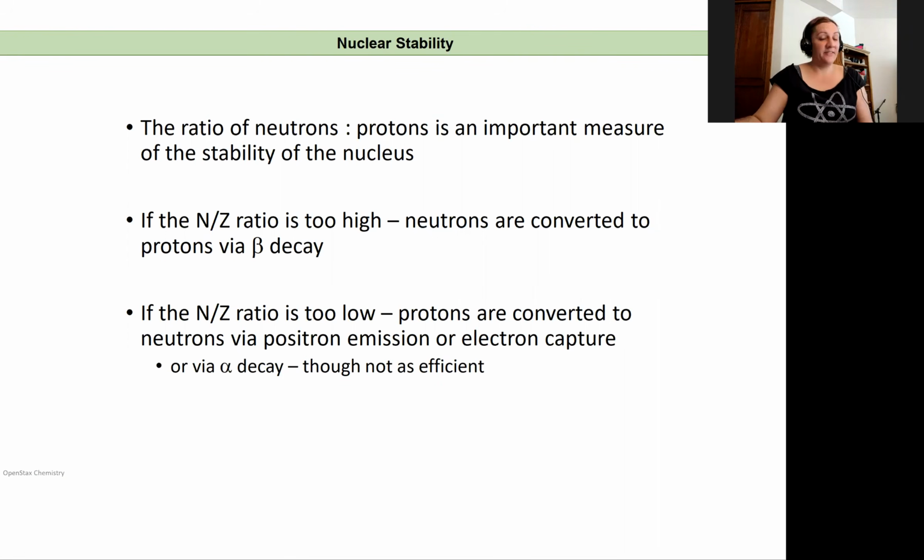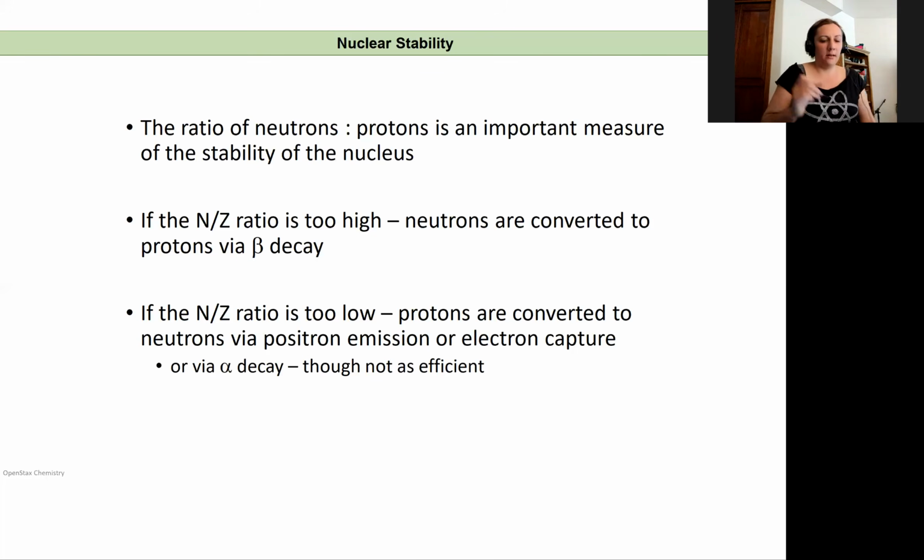In this video, we're going to talk about nuclear stability. Not all nuclei are stable, and that's where we get radioactive nuclei from. They're unstable and they're trying to become stable, and we see that it's the ratio of the neutrons to the protons that's important in measuring and predicting the stability of a nucleus.